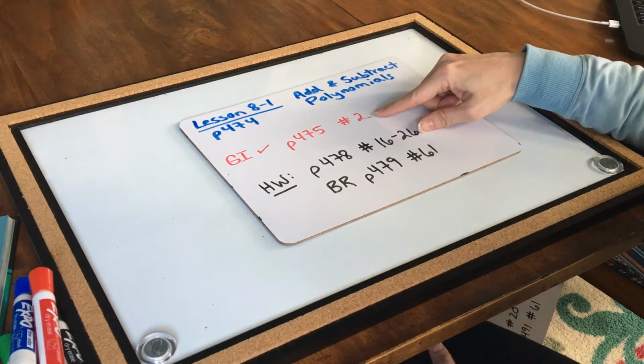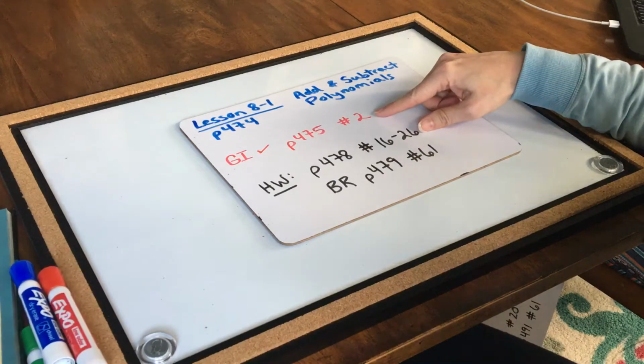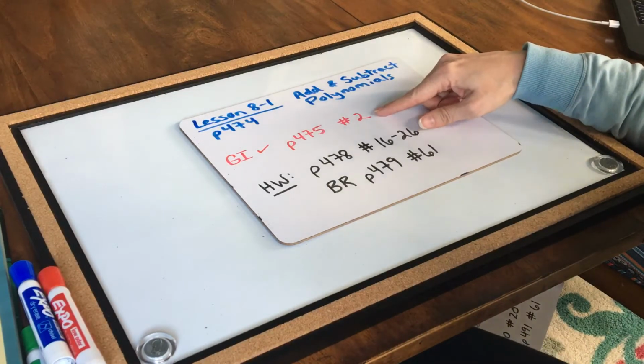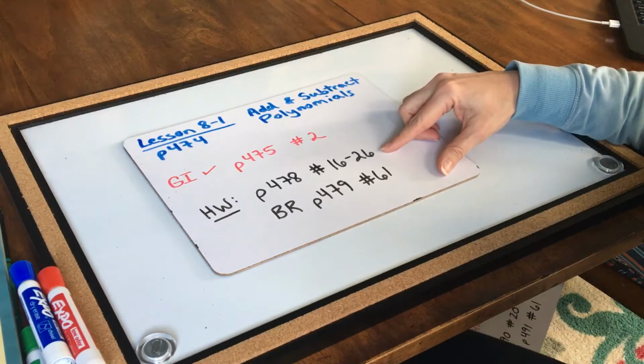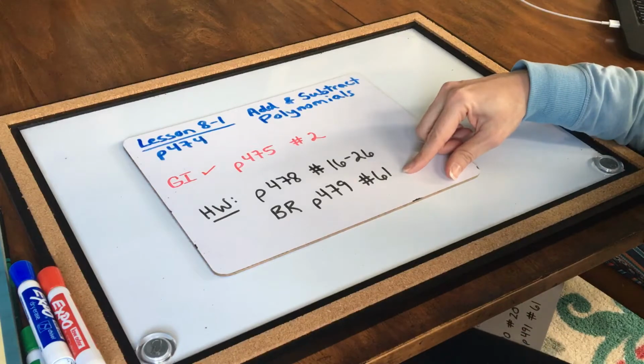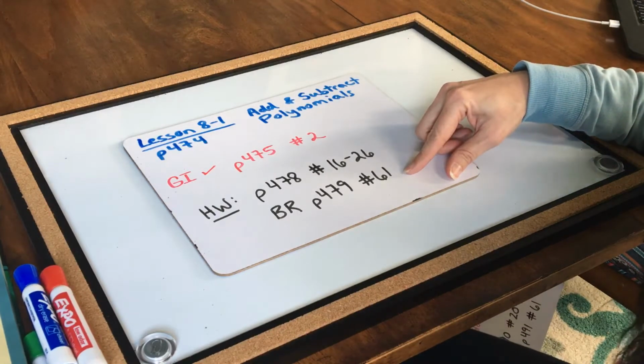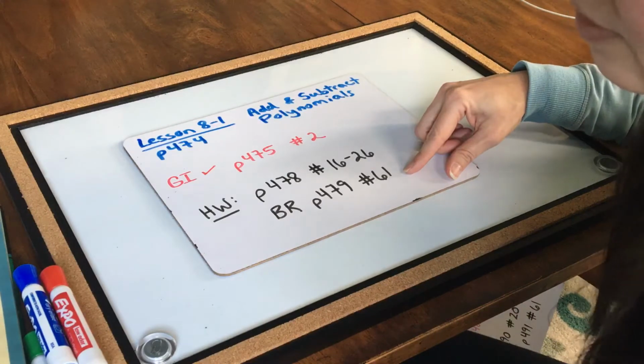Our got it check will be on page 475, number 2. That's what we'll be working on. And our homework is page 478, numbers 16 to 26. Your bell ringer in 3 sentences will be page 479, number 61. All right, let's get going.